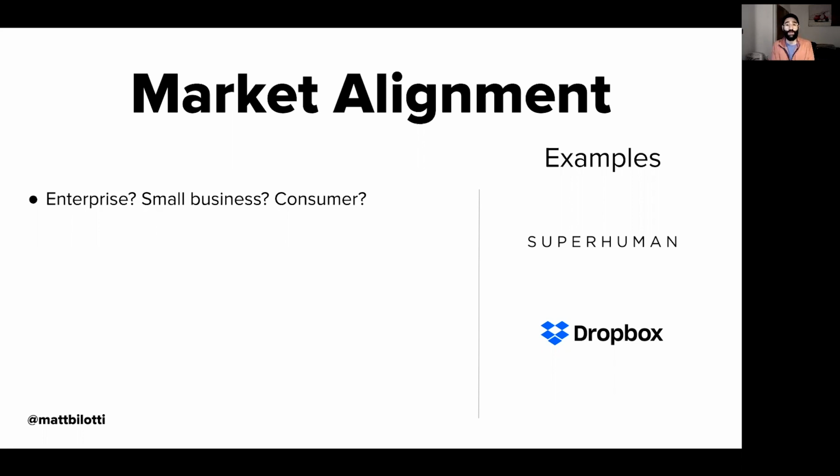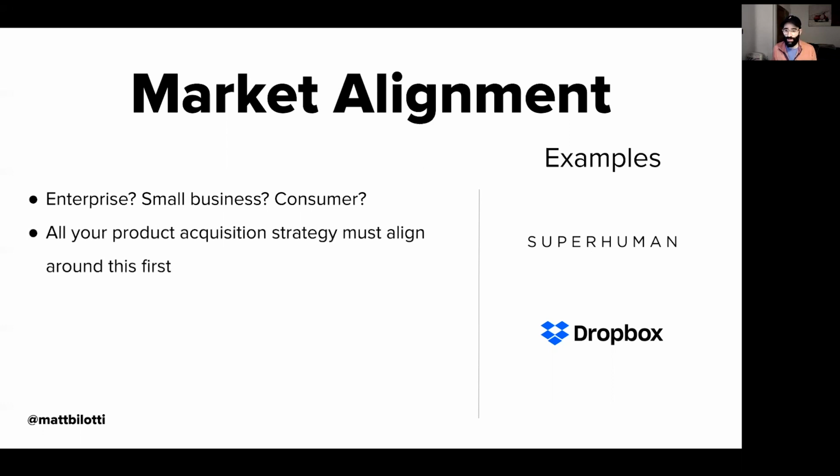But when you have clear market alignment, you look at the product and say, "This is what I need. This is what my team needs." The other part is that all the strategies depend a lot on this. If you are building a consumer app, you're going to have very different strategies for acquisition than if you were building an enterprise product or company.